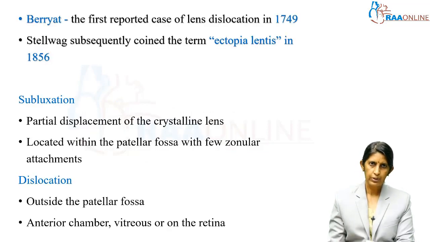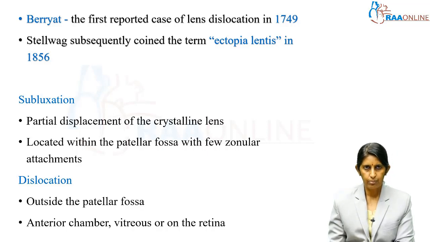The first reported case of a lens dislocation occurred in the year 1749, and Stellwag was the person who first coined the term ectopia lentis, as early as 1856. It is very important for us to understand two terminologies, subluxation and dislocation. Although they are being used interchangeably, each denotes a specific type of displacement of the lens.